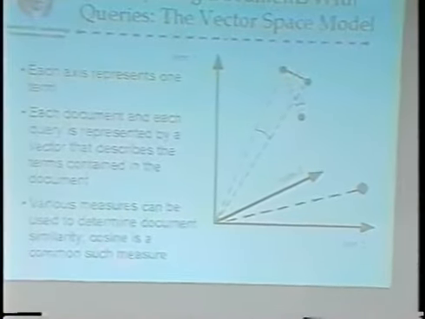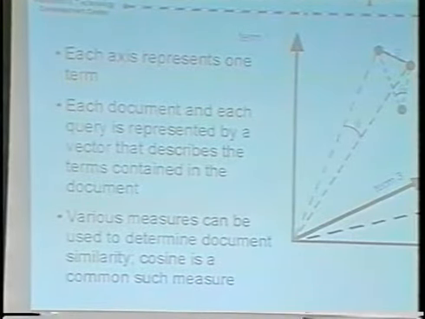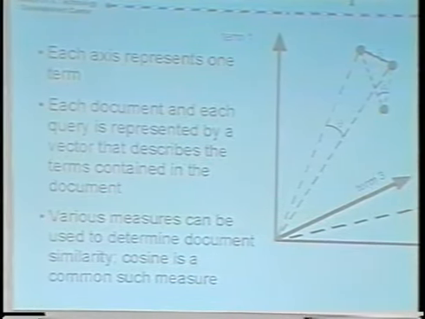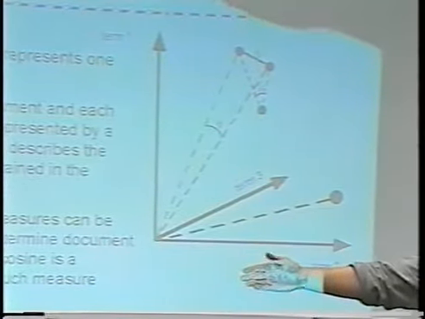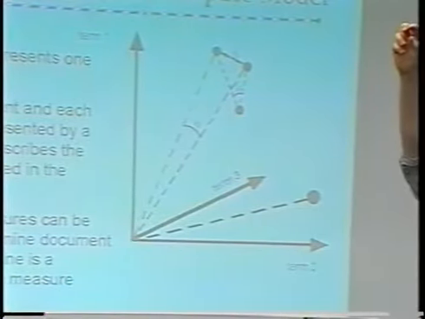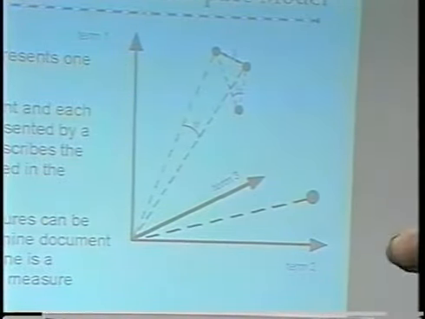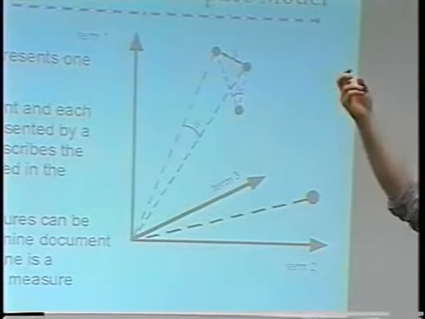So if you do this, then a document that says "green frog" will have extent 1 in the green direction, extent 1 in the frog direction. So it'll be a point up here. If the query is "blue frog", that query will have 1 in the blue direction and 1 in the frog direction, so it'll be up here. So you have 2 points, one representing the query, one representing the document.